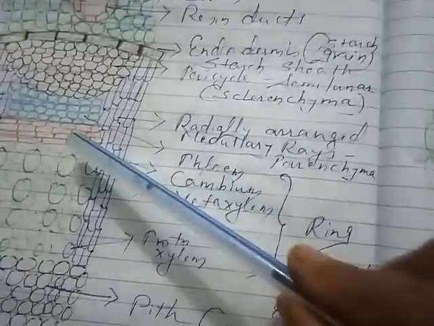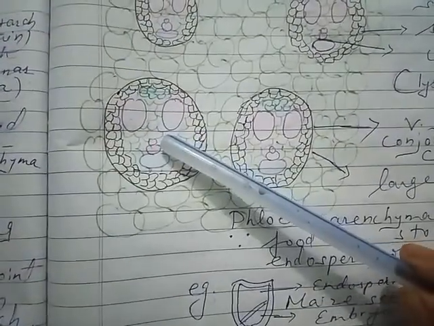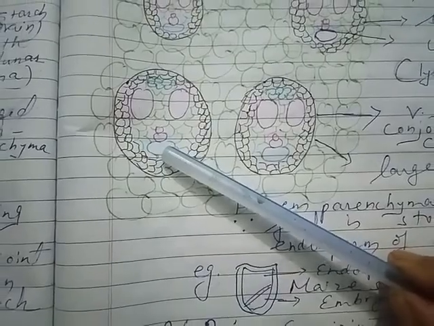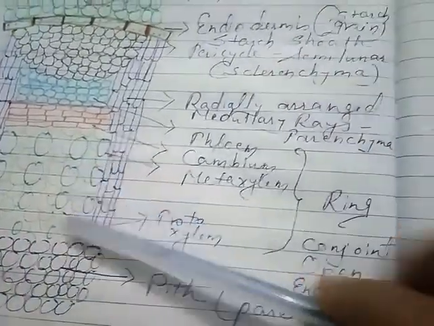Then here cambium is present, while in case of monocot stem, cambium is absent. Here lysigenous cavity is present in the vascular bundle, here lysigenous cavity is absent. So that is the difference between monocot stem and dicot stem.